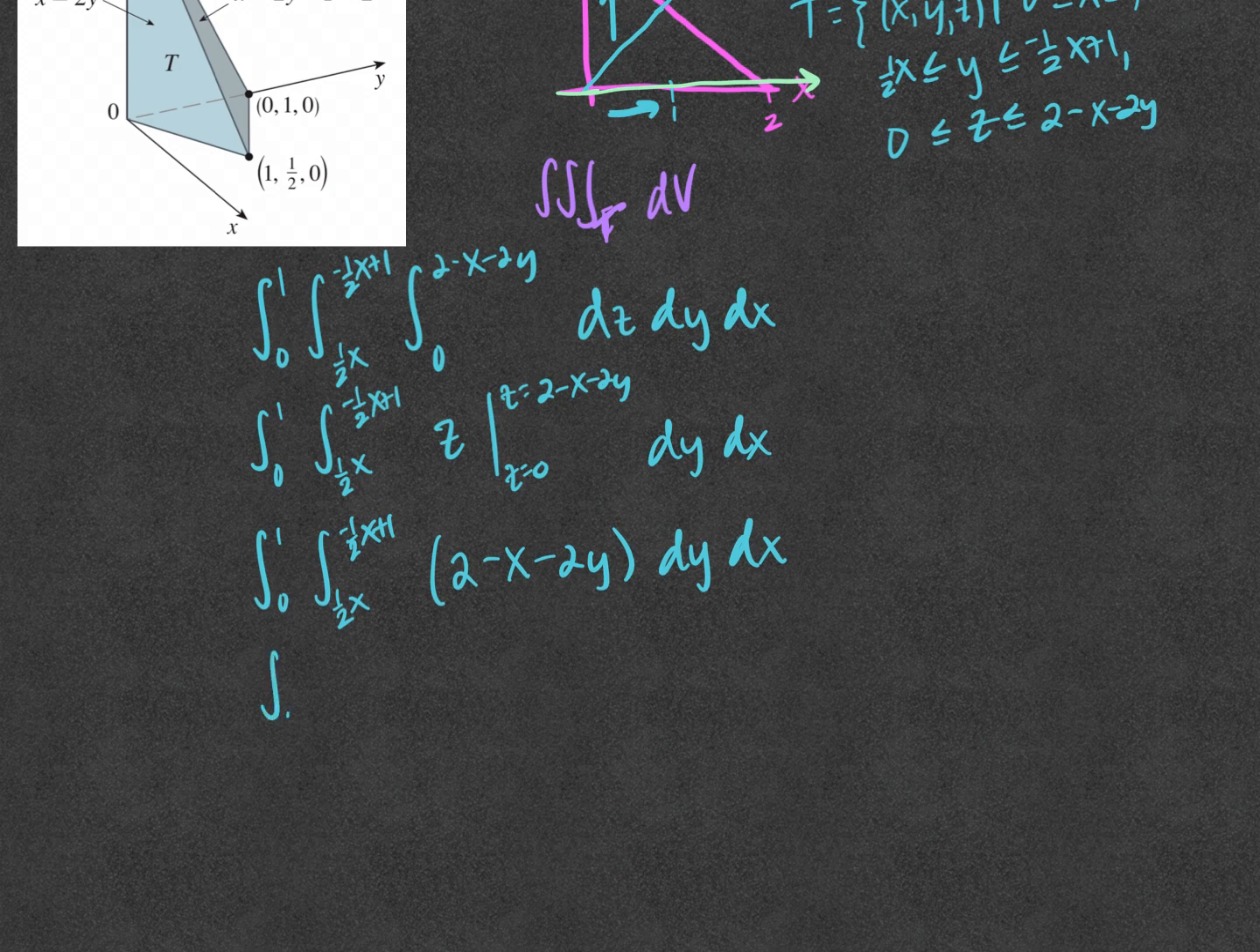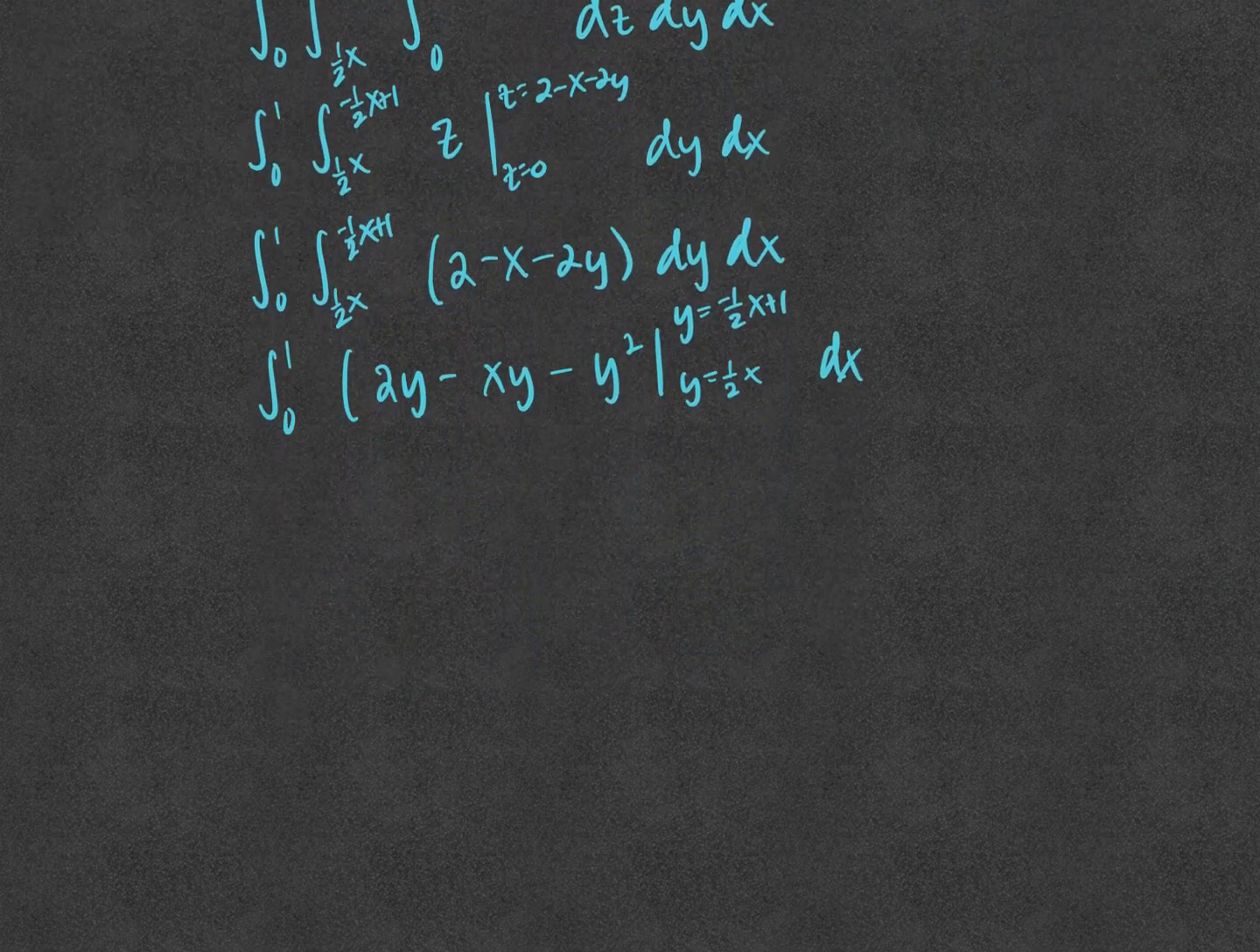So let's start with respect to y. So we get 2y minus xy minus 2y squared over 2, which is just y squared, from y equals 1/2 x to y equals negative 1/2 x plus 1. And when we're finished, we're going to integrate with respect to x.